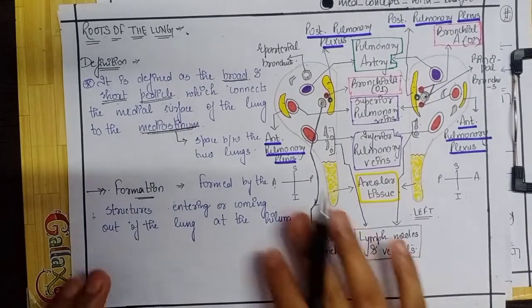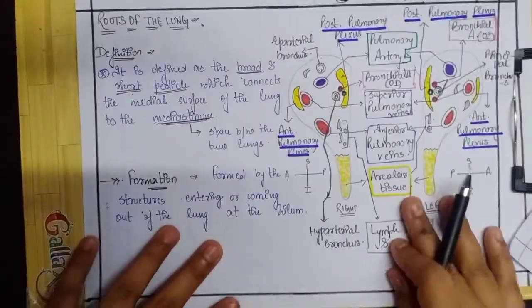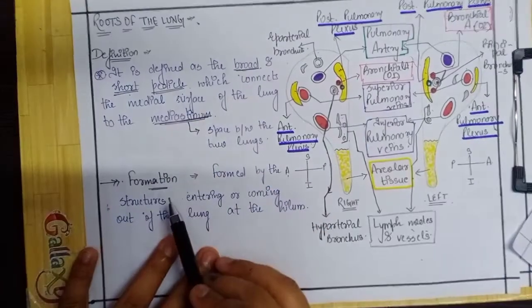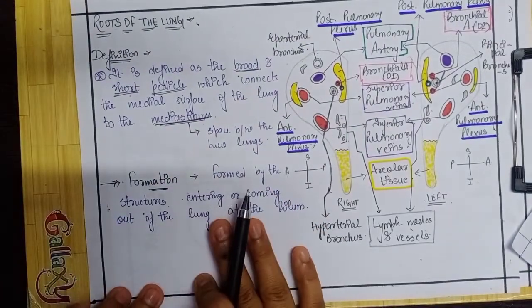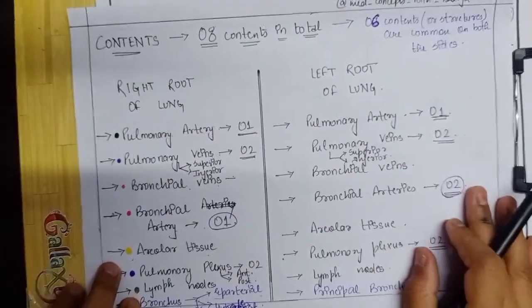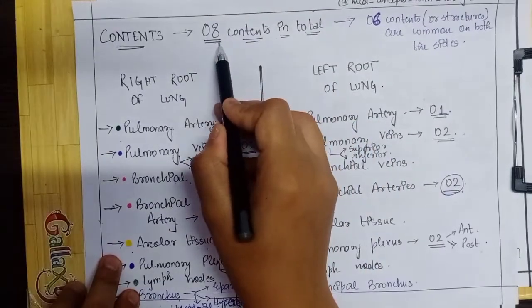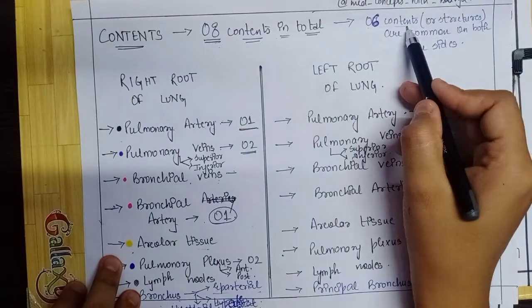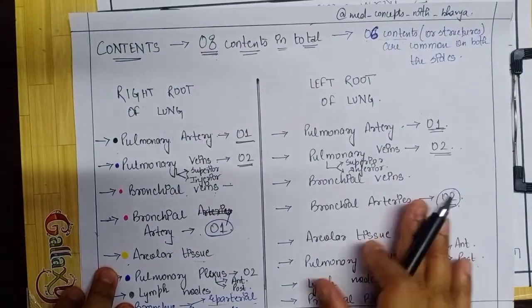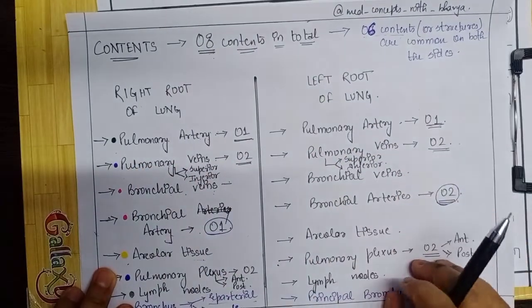Let me revise it once again. So today we talked about the root of lung. In the root of lung, first we talked about the definition, and then we talked about the formation, and then we talked about the contents of the roots of lung. So in the roots of lung content, we got to know that there are totally 8 contents, out of which 6 contents are common. 6 contents or structures are common on both the sides, that is both on the right root and the left root, whereas 2 are different.